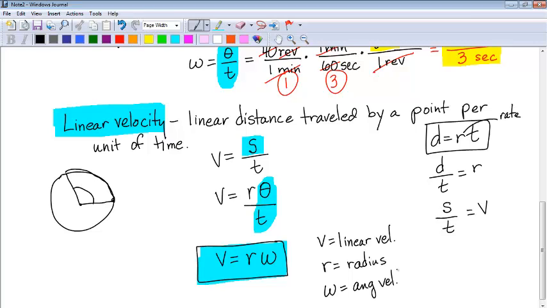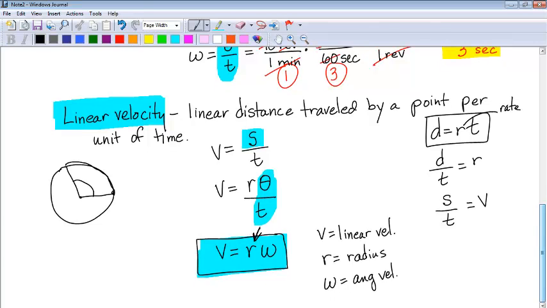Same thing on this one. If you're substituting in a radius, to get the units to divide out correctly, it has to be per 1 radian. When you sub in here, it's got to be per 1 radian. Okay, so let's look at an example.